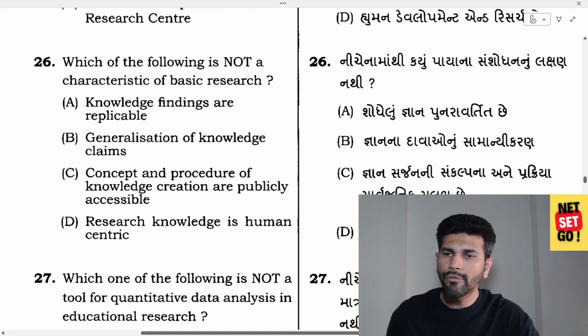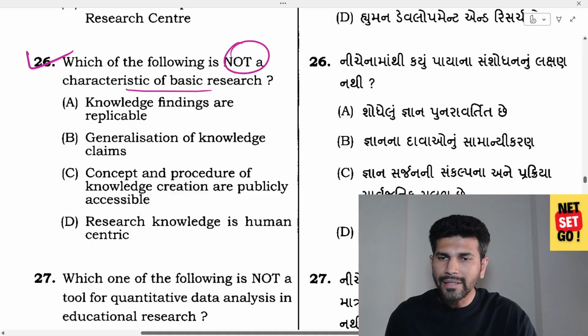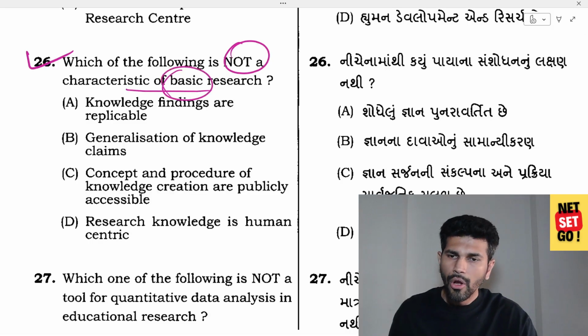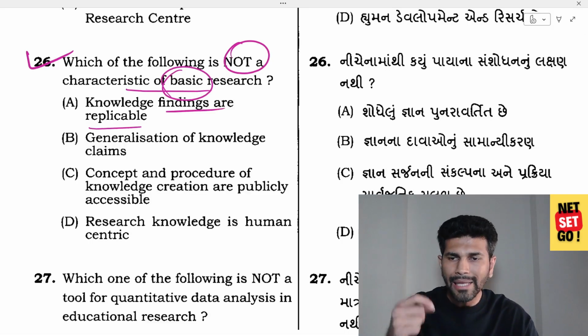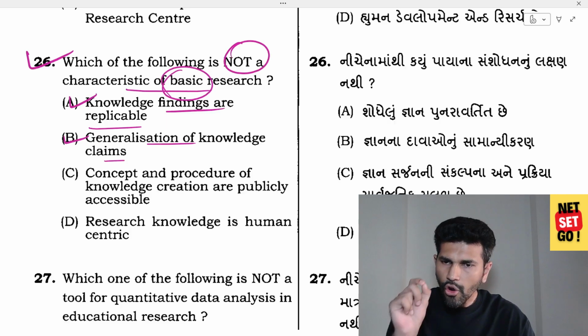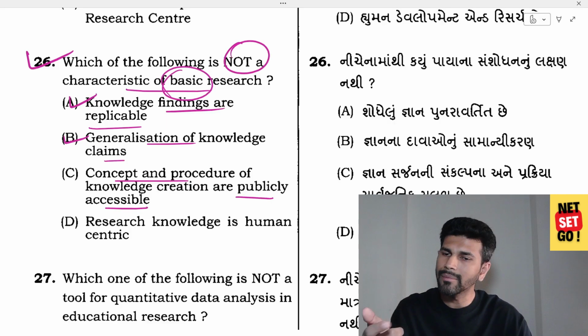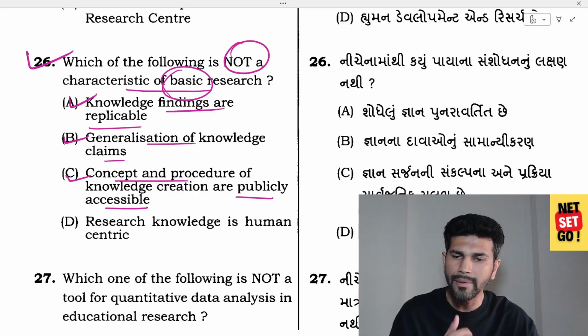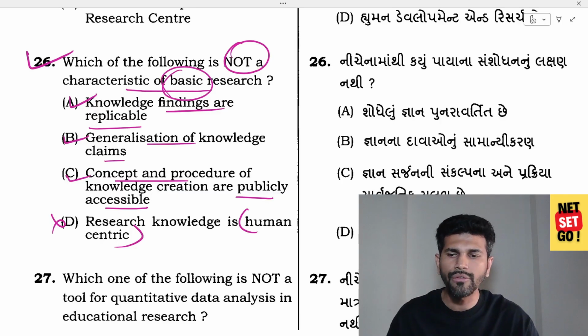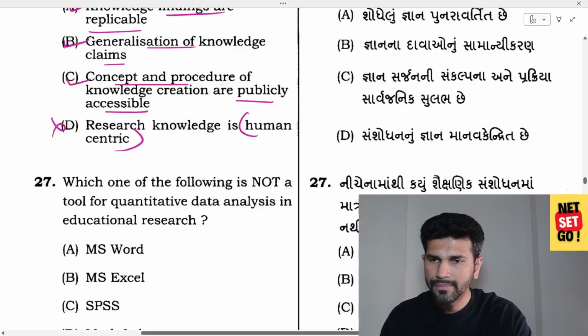Next, which of the following is not the characteristics of basic research? Knowledge findings are replicable. Generalization of knowledge claim is a feature. Concept and procedure of knowledge creation are publicly accessible, correct for basic research. And research knowledge is human centric? No. So option D is correct answer. It is not characteristics of basic research.